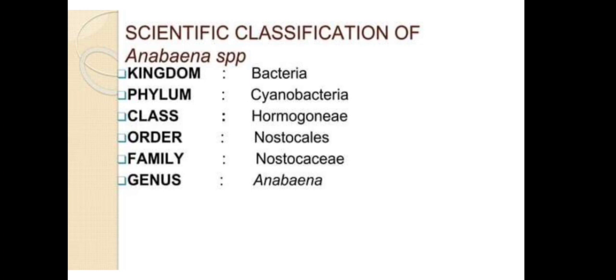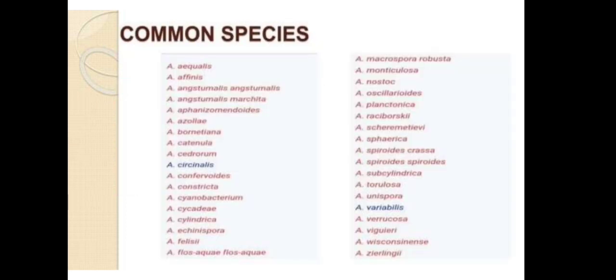Scientific classification of Anabaena species. Kingdom Bacteria. Phylum Cyanobacteria. Class Hormogoniae. Order Nostocales. Family Nostocaceae. Genus Anabaena. These are some of the common Anabaena species.